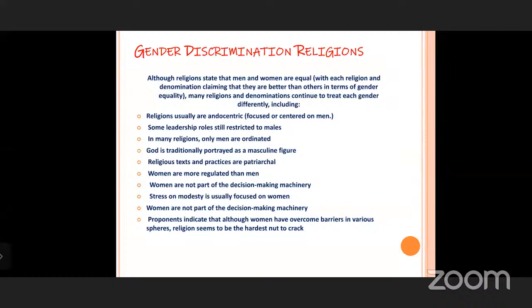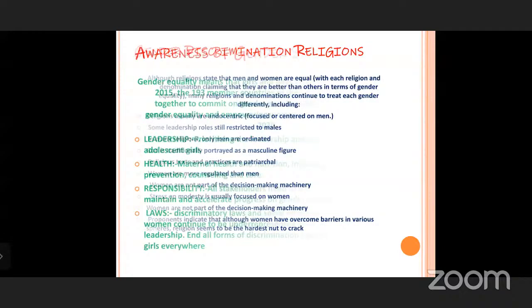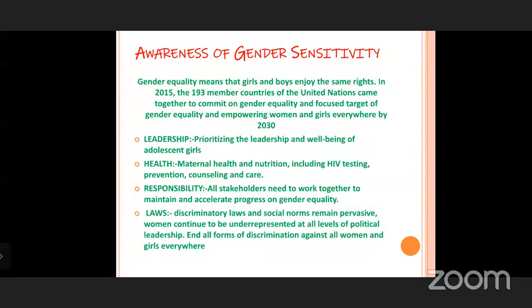In this slide, we can see that many times women are not considered a part of decision making, and leadership roles are almost given only to males. So in the earlier slides we have seen how there is a lack of gender sensitivity in different places. So awareness plays an important role.